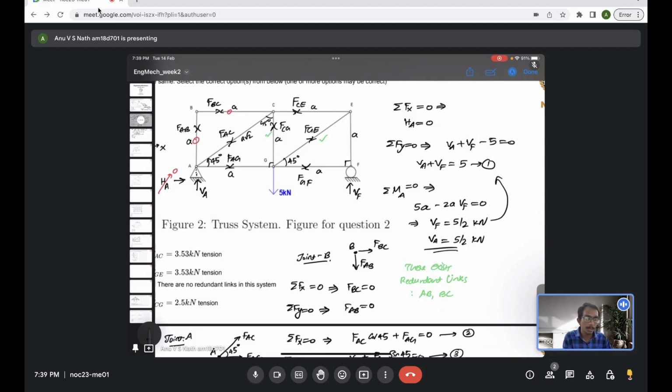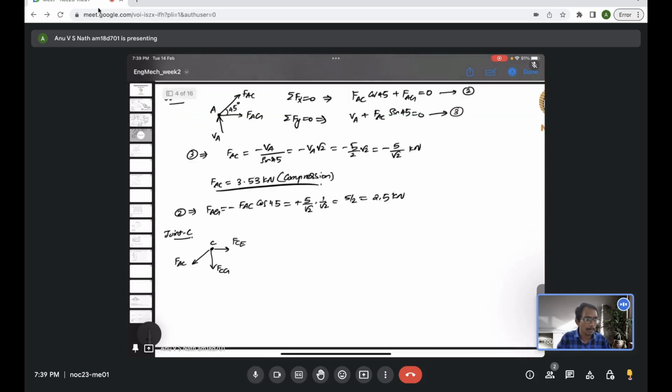where at this moment we will know FCG and FAG related to the joint G, which we can use to evaluate the forces FGE and FGF. FGF is not required, only FGE, but we can evaluate both at the joint G. So that's the plan. So first we will see what is happening in joint C.